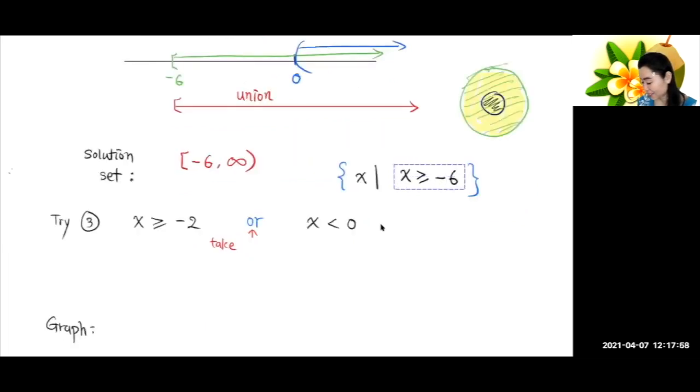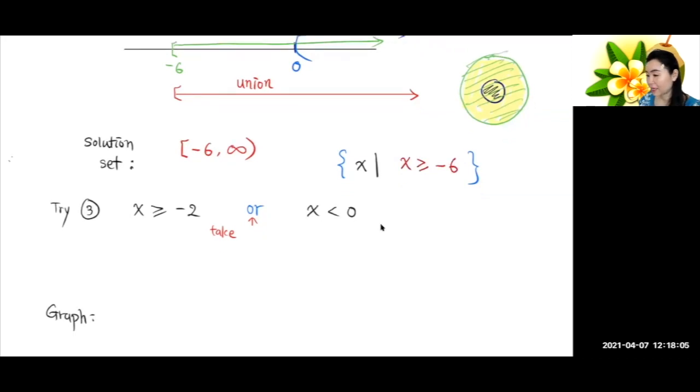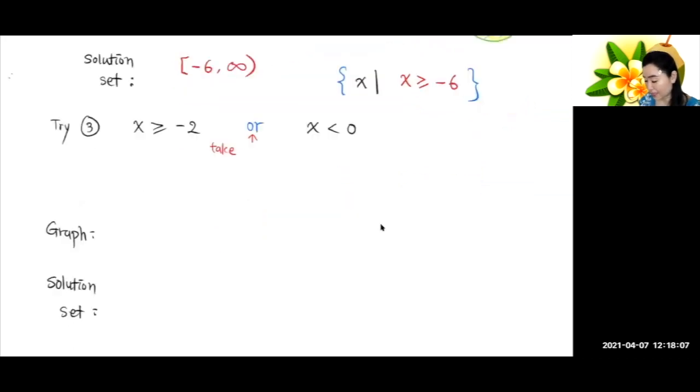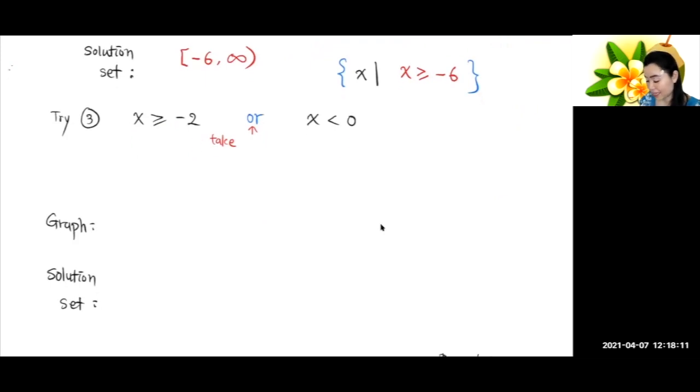Question? Change color right here. Okay. Now the last one here. Let's go over this together. Okay. x is greater than or equal to 2.